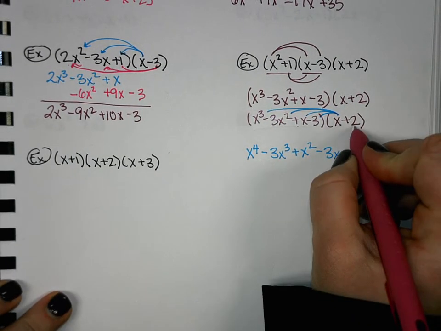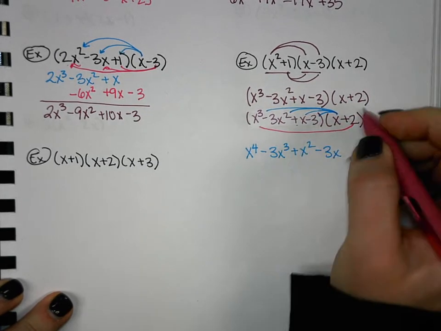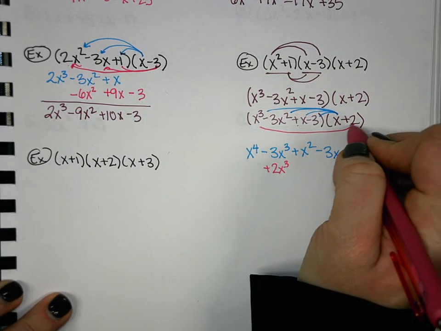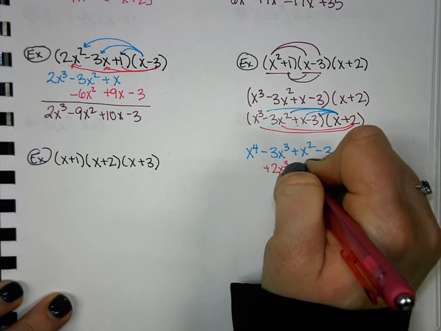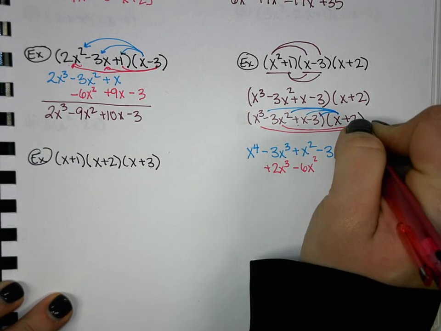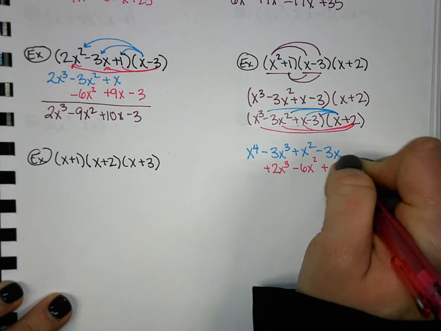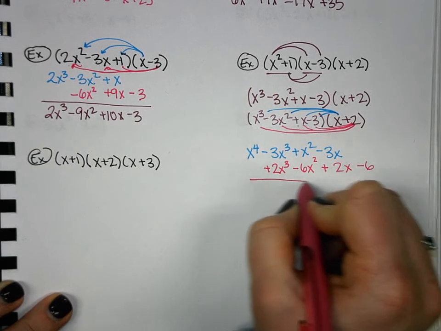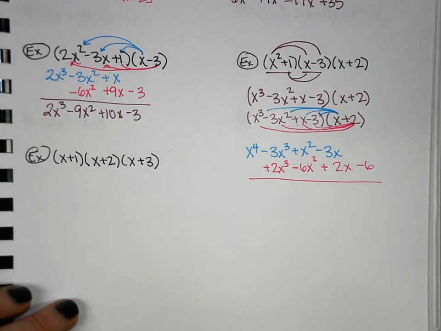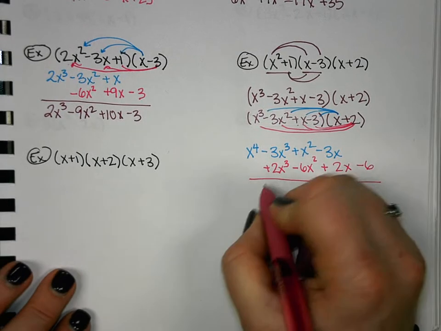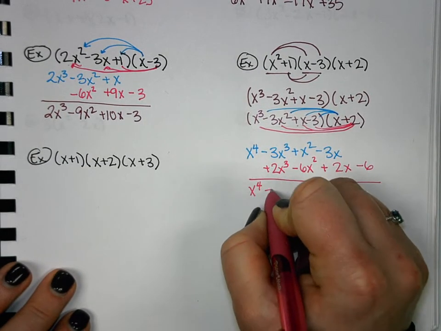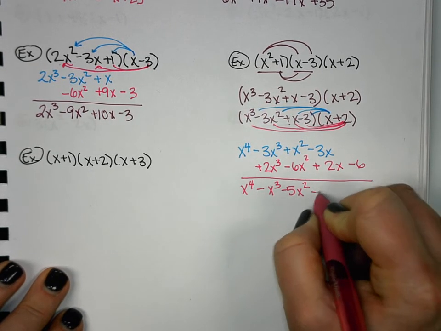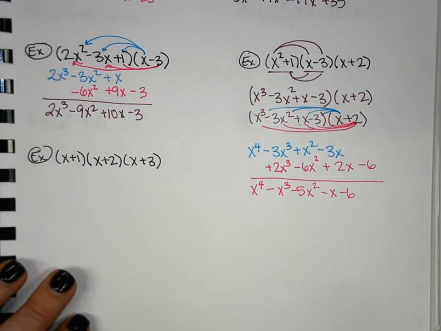Okay, so then I go to the 2. 2 times x to the third will give me 2x to the third. 2 times negative 3x squared, negative 6x squared. 2 times x plus 2x, and 2 times negative 3 minus 6. So I can add vertically to combine like terms. So x to the fourth minus x to the third minus 5x squared minus x minus 6. And that would be your final answer.